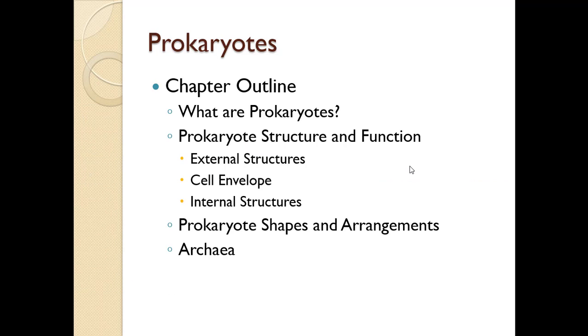So this is what we'll be going over today. What are prokaryotes, the structure and function, the cellular envelope of the prokaryotes, the internal structures, and the different shapes and arrangements, and then we'll talk briefly about archaea because they're not as significant as bacteria are, but they are important as well.